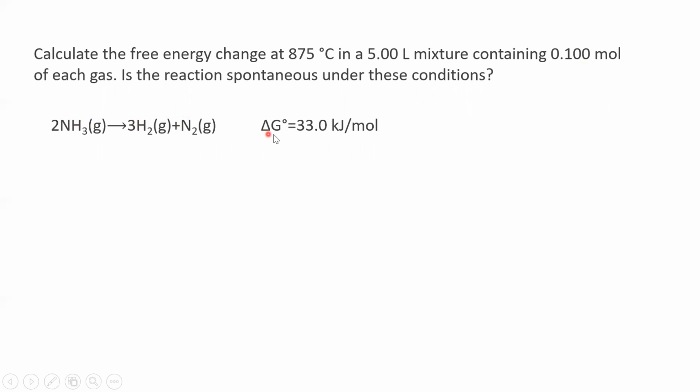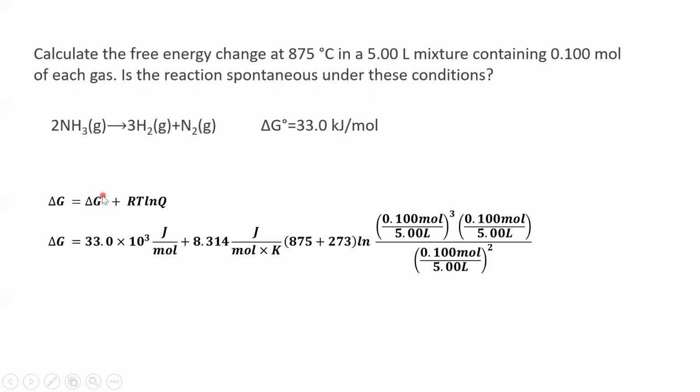Now, it tells us that at standard conditions, that value would be 33 kilojoules per mole. But that would be when these concentrations are 1 molar. They're not 1 molar. So we're going to have to figure out the concentrations, figure out Q, and then calculate our new delta G value. The delta G at standard conditions is what we were given.